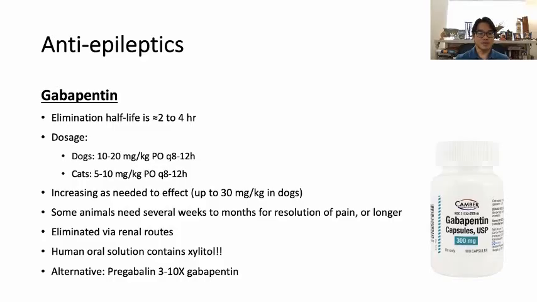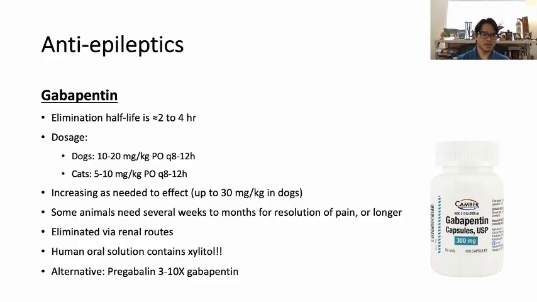Gabapentin is eliminated through the renal route. So when patients have decreased renal function, we do need to adjust and lower the dose of gabapentin. In humans, oral medications may contain xylitol. So that's one thing to watch when you prescribe gabapentin through a human pharmacy, and make sure that they don't give out the oral solutions. Most of the oral solutions from the pharmacy may contain xylitol. So if I want to give any kind of medication, I will make sure that it's not in liquid form.